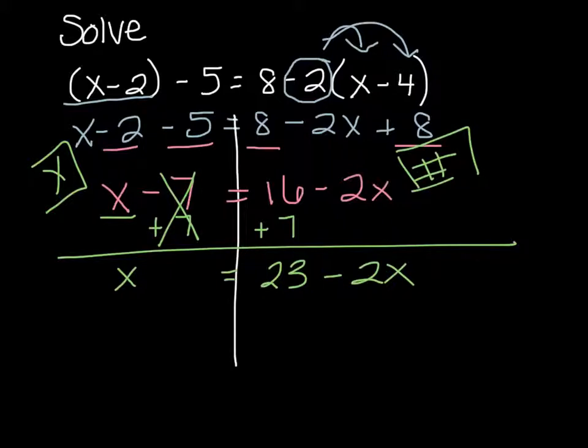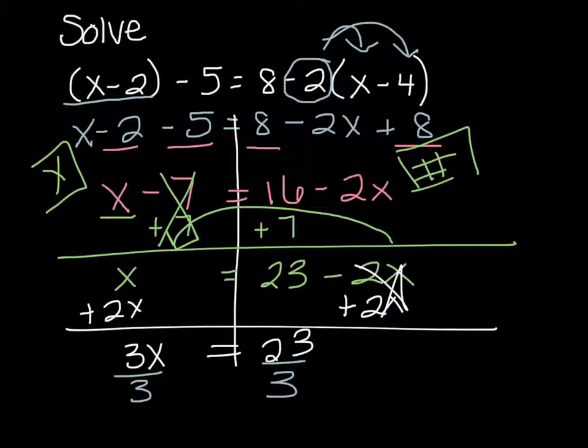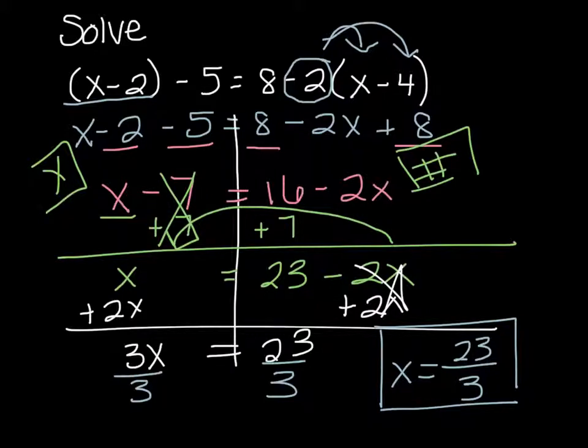Well, now my goal is to get this minus 2x over here, and the only way to do it is to do the inverse property, which is the opposite. So let's add 2x. So I have 3x equals 23. Now my last step here is to get x by itself, so I'm going to do the inverse property again by dividing by 3. Therefore, x equals 23 thirds. And it is okay that they don't come out whole numbers. In fact, this here is a rational number.